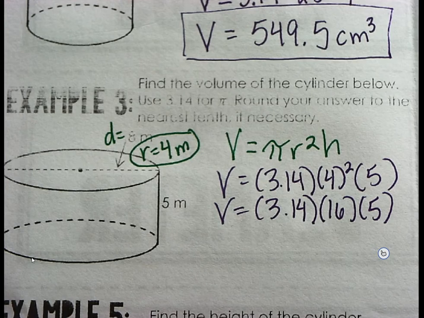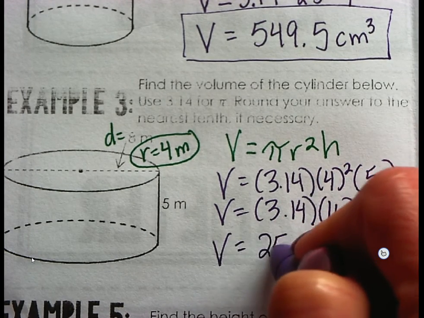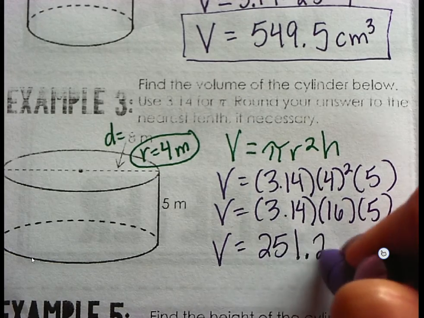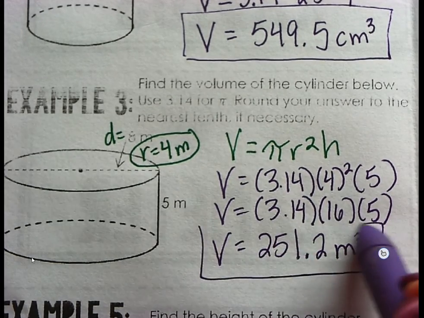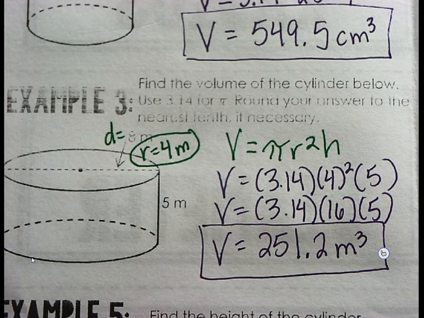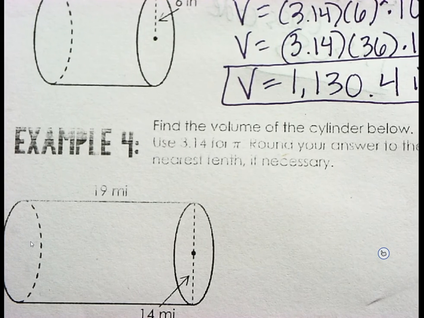Genesis, did you get the answer? I think you did. What'd you get? 251 and 2/10 meters cubed. So go ahead and try example 4. So we're going to pause the video while you try example 4, and then we'll unpause and go over it in a moment. Okay? We're going to do this one just like we did the last one.